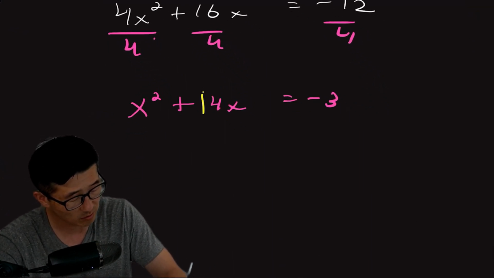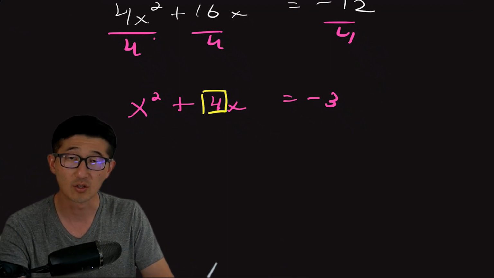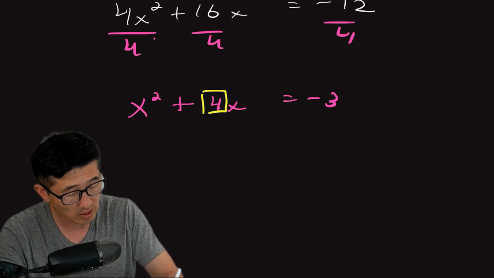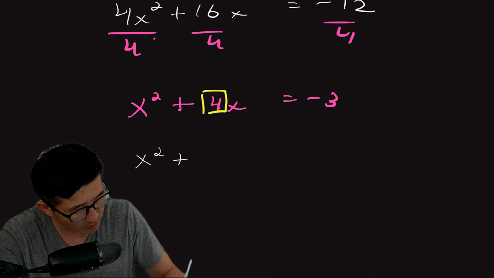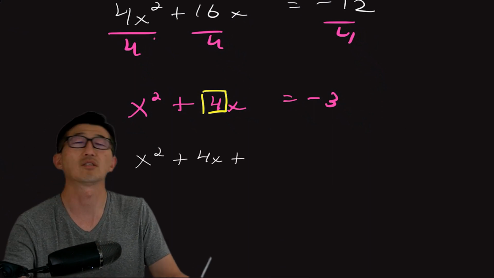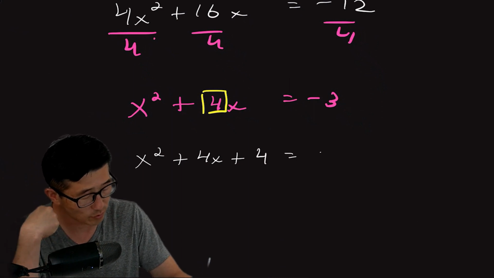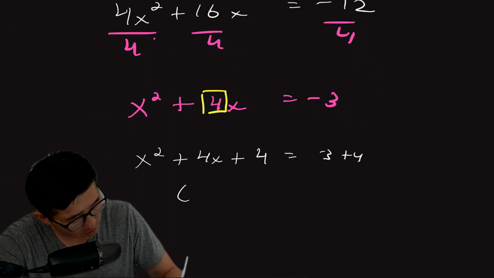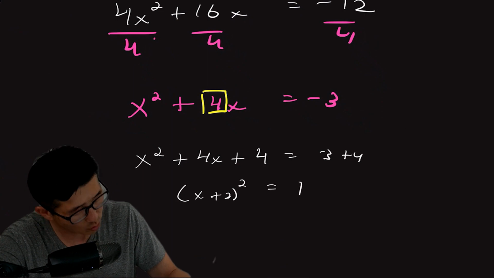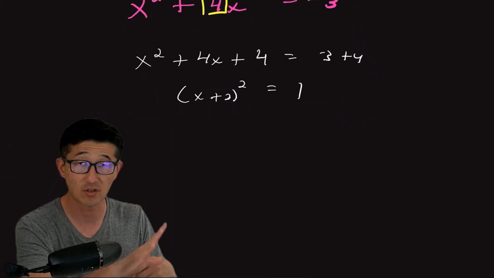Now, you can take the number 4 right over here in the middle and do your thing. Divide by 2 and you square it. So this will become x squared plus 4x plus, see, if you take 4 divided by 2 is 2. 2 squared is 4. So we're going to add 4 to both sides. And then this will become x plus 2 squared equals what? 1. And you can finish off the problem.